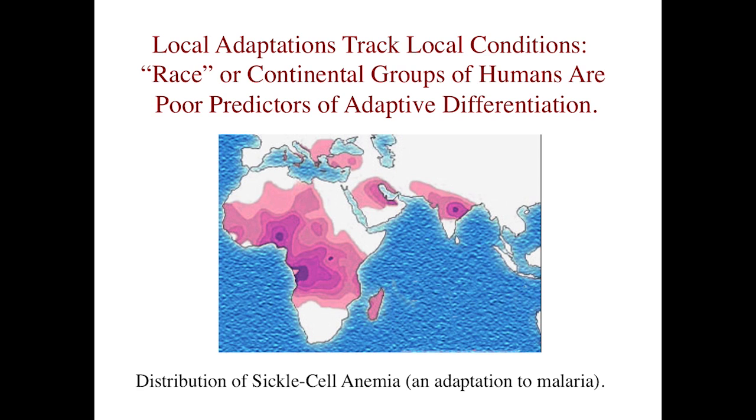So sickle cell is more widespread in Africa because malaria is, but it's also, as you can see, found in Europe and the Mediterranean region. It's found in the Arabian Peninsula, and it's found in Asia in the Indian subcontinent.